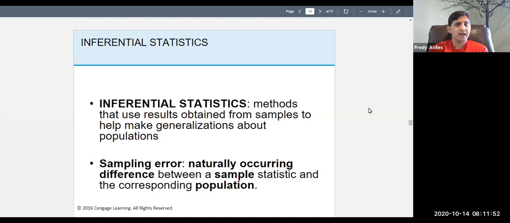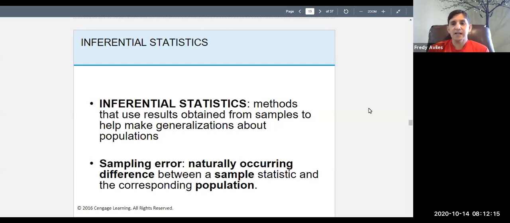You basically are going to infer something from your data. Is there a difference? Is there an effect? Does this treatment work? Does this drug work? And you want to say that your sample basically says something about the population. You don't want to say that your results are due to nothing more than what is called sampling error.